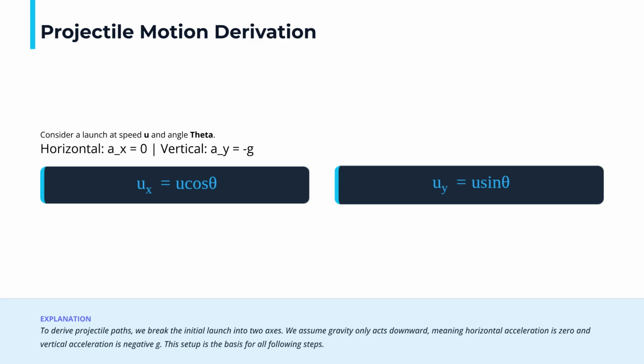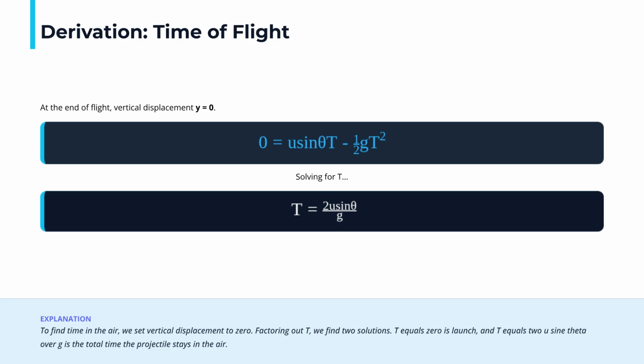To derive projectile paths, we break the initial launch velocity into horizontal and vertical components. We assume horizontal acceleration is 0 and vertical acceleration is -g due to gravity. To find the time of flight, we set the vertical displacement y to 0. Solving for t yields two solutions, t equals 0 at launch and t equals 2u sine theta over g, which is the total time in the air.